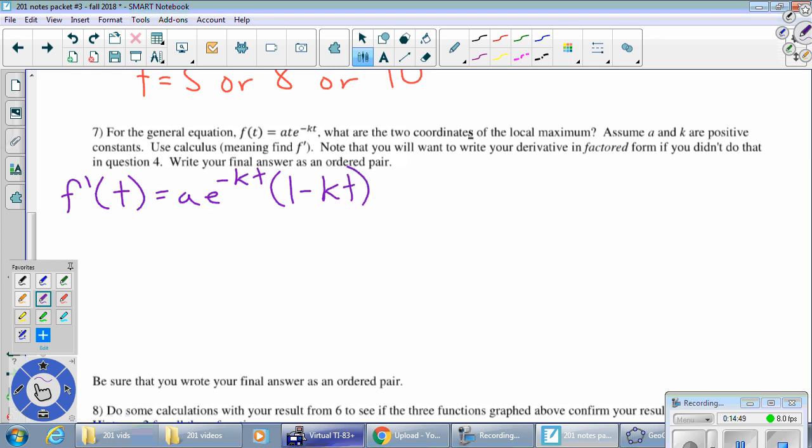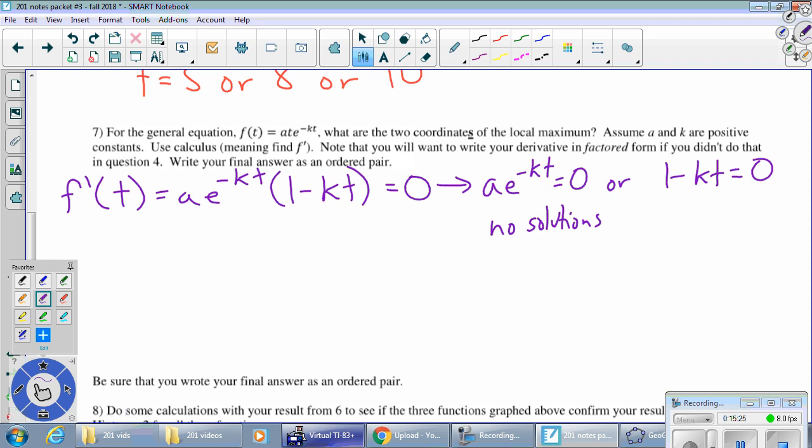And once we have the derivative, we make it undefined, which it never is in this case, or we make it equal to 0, and that's the calculation we're going to do. The reason we really like this factored form is that we can set each of the factors equal to 0. So either a e to the negative kt is 0, or 1 minus kt is 0. Remember, t is the variable. E to the something is never equal to 0, so this one has no solutions.